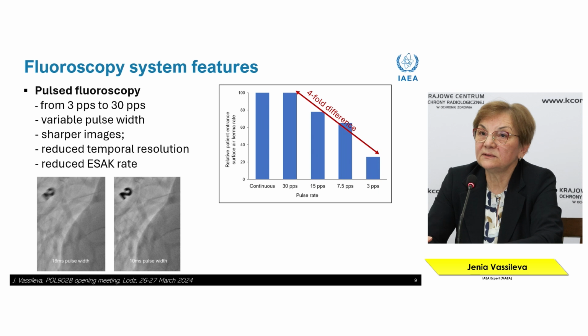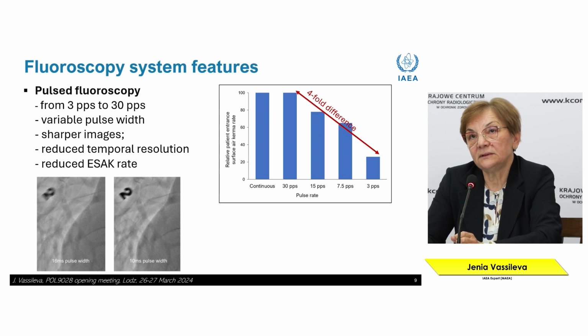Pulsed fluoroscopy is used in all modern fluoroscopy systems. In fact, continuous fluoroscopy should not be used. Pulsed fluoroscopy is also with several selectable modes from 3 pulses per second to 30 pulses per second. 30 is in fact equal in dose rate to continuous fluoroscopy, so 30 should be used very rarely. Also you can see that from 30 to 3 pulses per second in this case, because it also depends on the specific equipment, there is 4-fold difference in the dose rate.